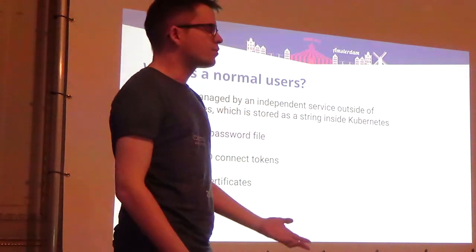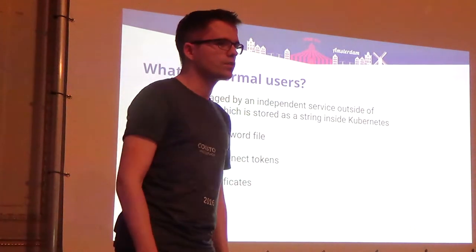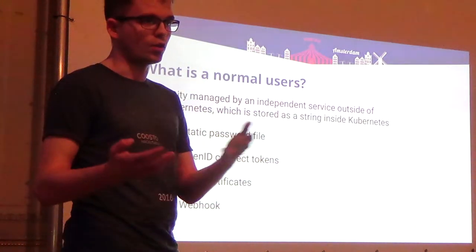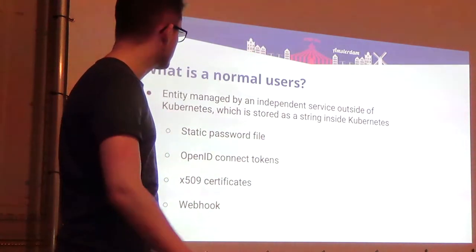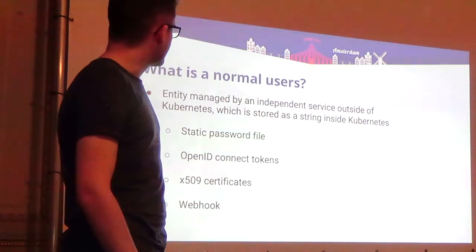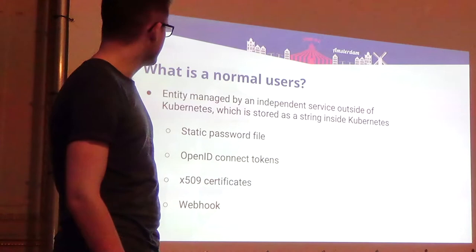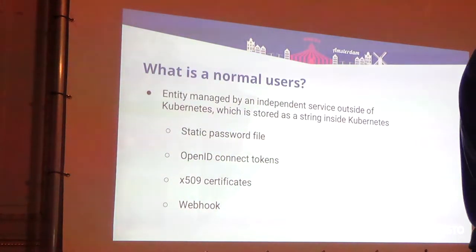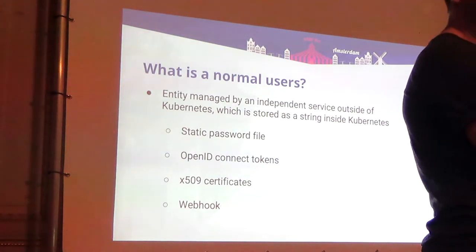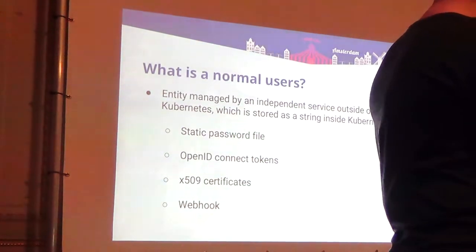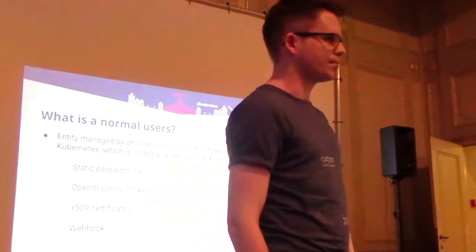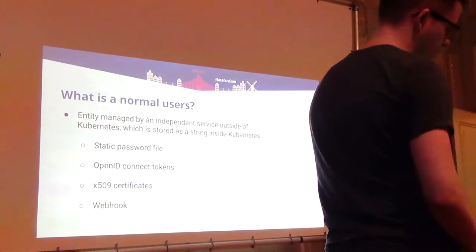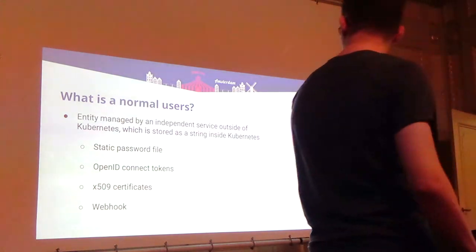Basically, your normal users have to be managed outside of Kubernetes in an independent service. And this can be a lot of different things. It's also pluggable, so it's plugins for Kubernetes. A couple of example ones are static password files, OpenID, X509 certificates and webhook. I've also heard a lot about Google Container Engine. If you've ever wondered how their access control works in Kubernetes, it's because of webhooks. They don't have any plugin for their system.